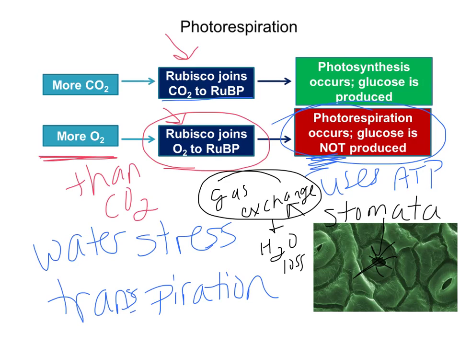So those kinds of conditions, hot, arid, dry climates, those conditions favor this photorespiration process, which is bad for the plant. So certain kinds of plants that live in these areas have, through evolution, developed mechanisms to try to overcome this. Okay, so we're going to look at those now.